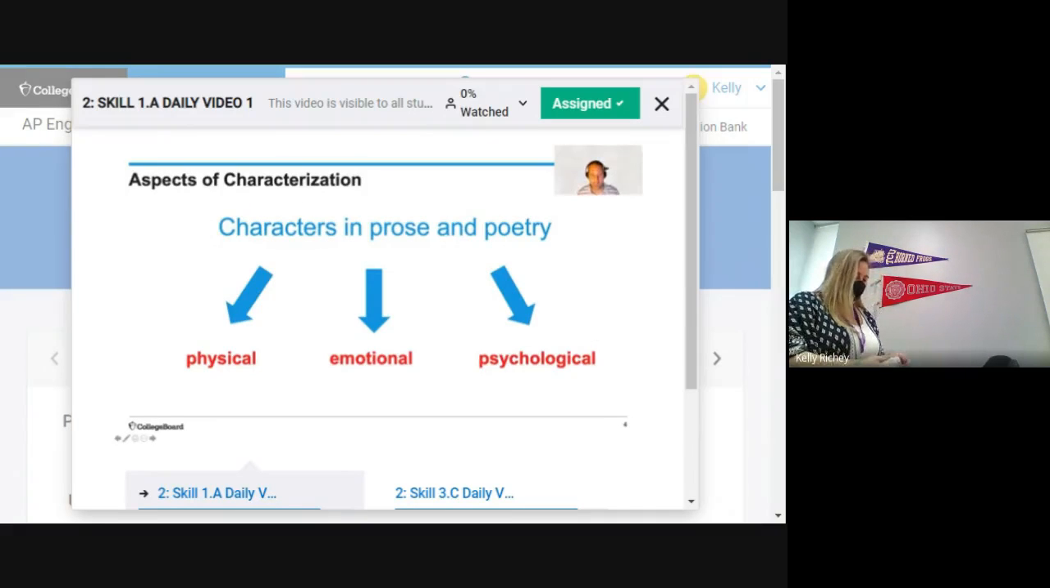Speaking of what it looks like, this probably looks familiar. You probably saw this if you watched the Unit 1 videos from Mr. Escobar. The only reason I'm showing it is I want to reinforce those three things: the physical, how a character looks, and not just how they look, but also the physical environment they're in, which I think can reveal things about them; their emotions; their psychological needs and wants.